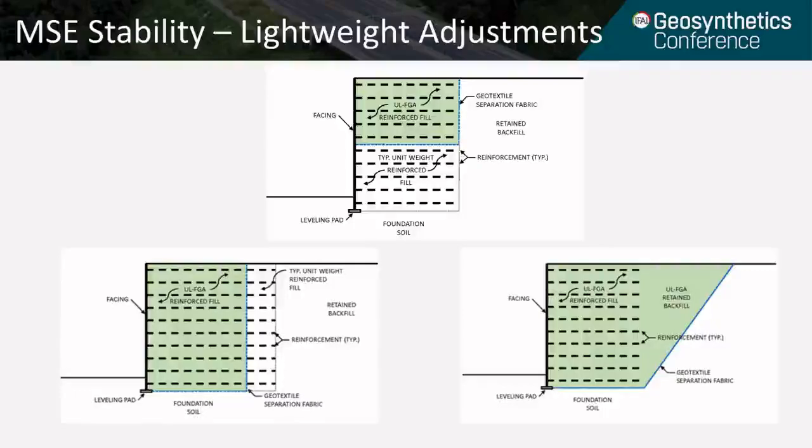The third adjustment that I'm showing on the bottom right figure is by including foam glass in the sloped area as retained backfill. And when this is done, the lateral earth pressure from the retained backfill is also greatly reduced because of the lightweight and highly frictional nature of the foam glass aggregate.